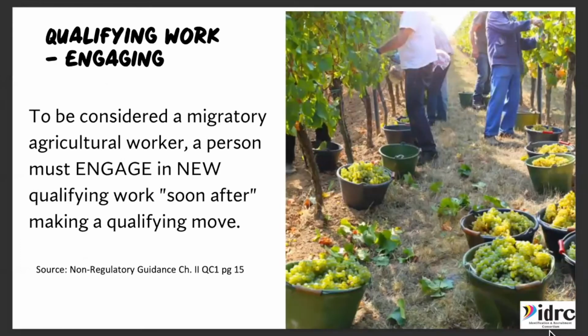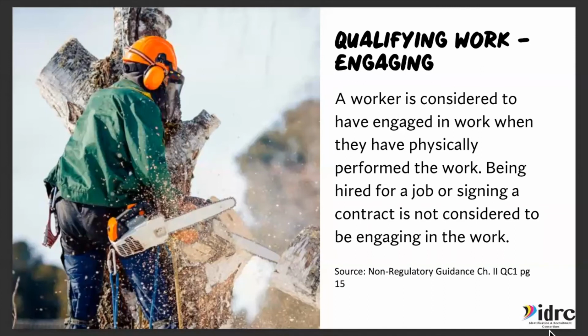To be considered a migratory agricultural worker, the person must engage in new qualifying work soon after making a qualifying move. The term engage is an important and key term. A worker is considered to have engaged in work when they have physically performed the work. Being hired for a job or signing a contract is not considered to be engaging in the work. And so for a person to be considered a migratory agricultural worker, they must have physically started performing the job.